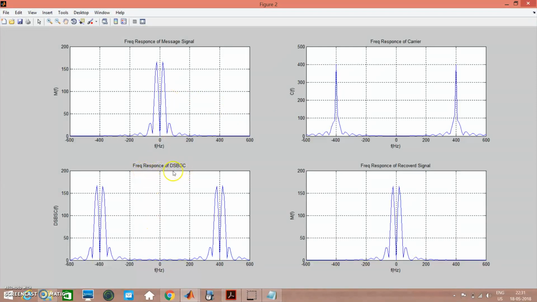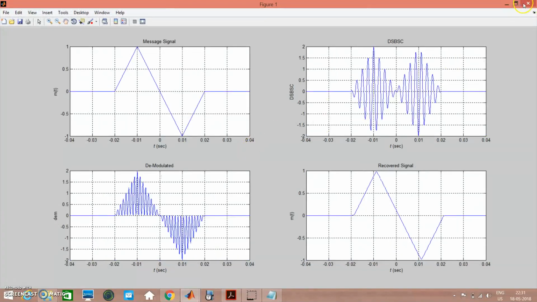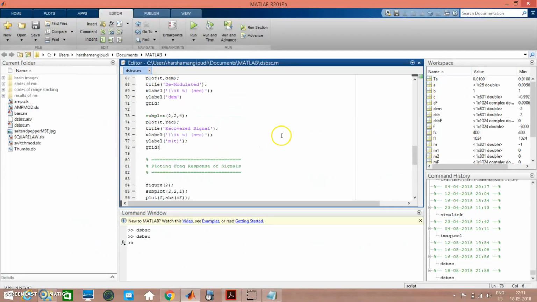Now this is the DSBSC response. The DSBSC response also gives you two impulses. It is double sideband, suppressed carrier, so we suppress the carrier and get only the message signal amplitudes here. This is one double sideband we have. And the recovered signal is the same as the message signal. So this is how we perform DSBSC in MATLAB.